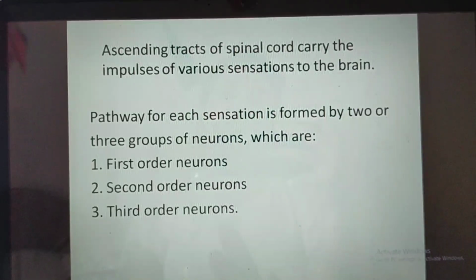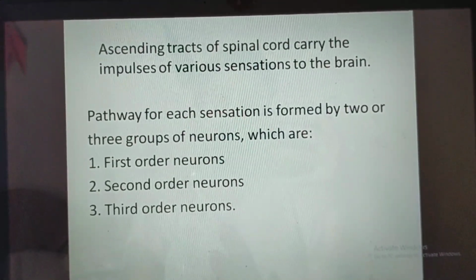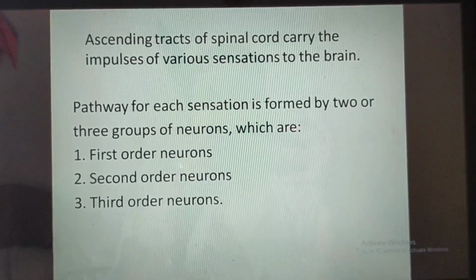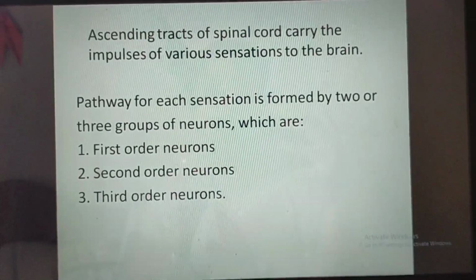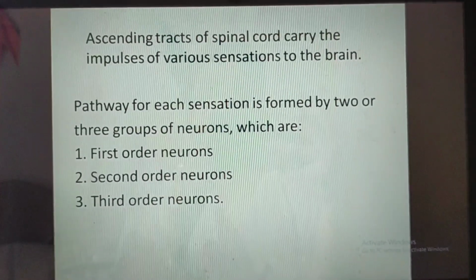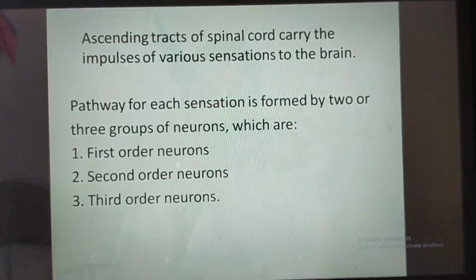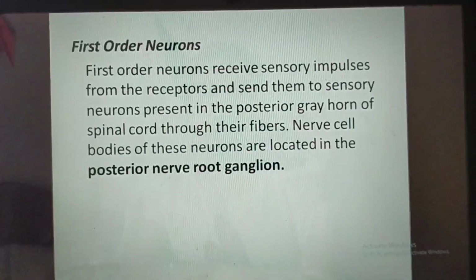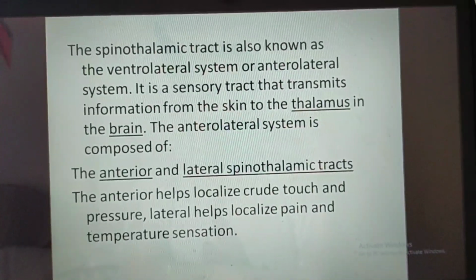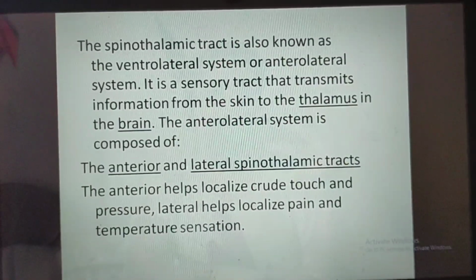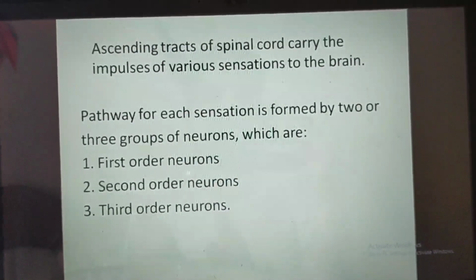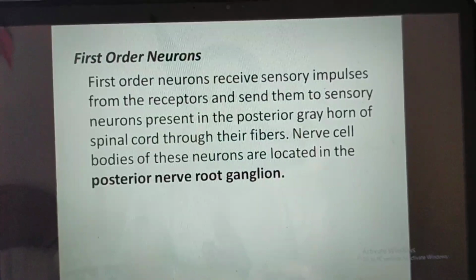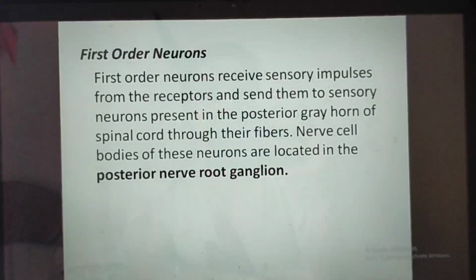Ascending tracts of spinal cord carry the impulses of various sensations to the brain. Pathway for each sensation is formed by 2 or 3 groups of neurons, which are first order neurons, second order neurons, and third order neurons. These 3 types of neurons, and at the same time the lateral spinothalamic tract, are the key components. So we'll see what comes under first order, second order, and third order neurons.